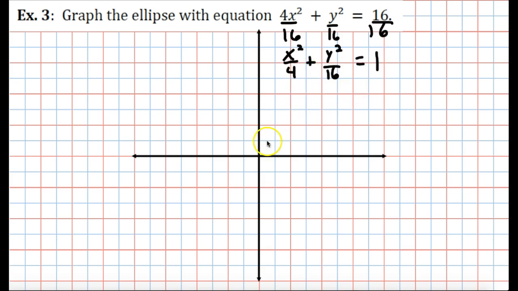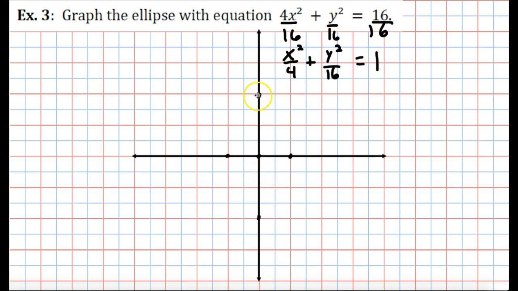So now, my center of this ellipse is going to be at 0, 0. The square root of this value tells me how far to go to the left and to the right of the center. So the square root of 4 is 2. So I'm going left 2 and right 2. Then the square root of this value tells me how far to go in the y direction. So the square root of 16 is 4. So up 1, 2, 3, 4, and down 4.